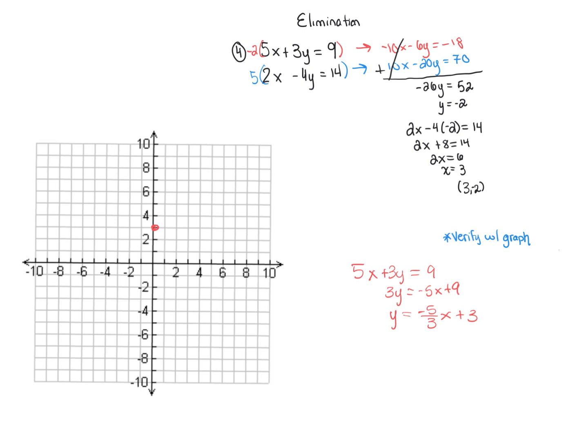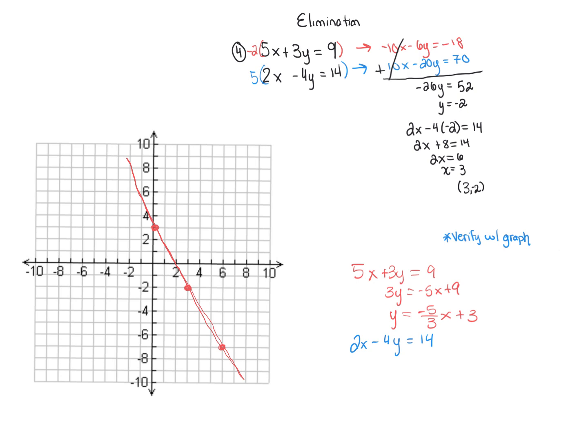And then you go down 5, 1, 2, 3, 4, 5, and over 1, 2, 3. Make sure that you have a negative slope. And then we're going to draw a line and connect the dots. Not the world's best drawing, but we'll do our best. So there's that line.